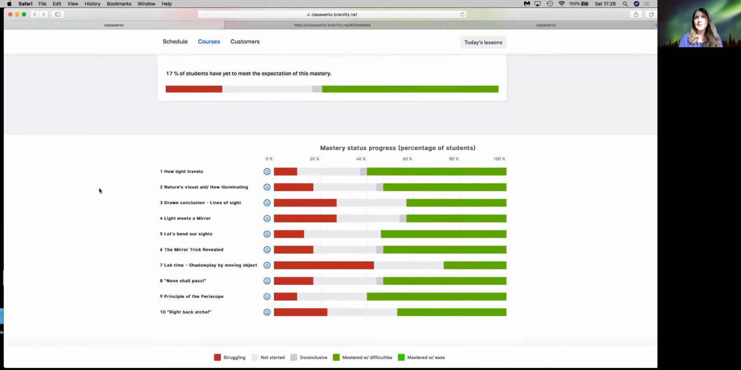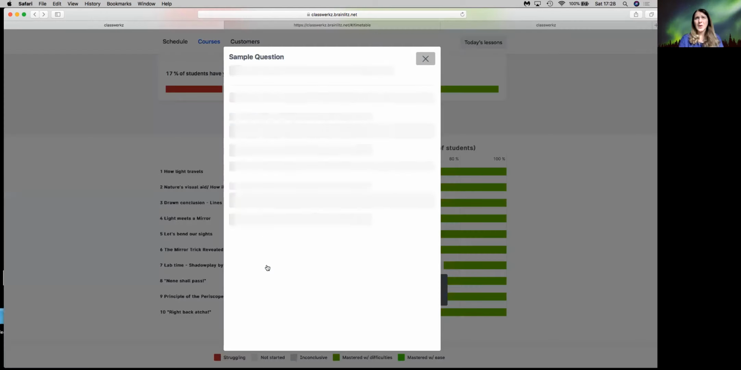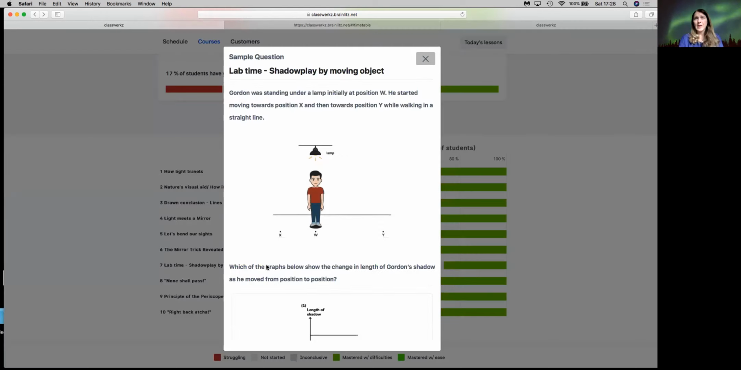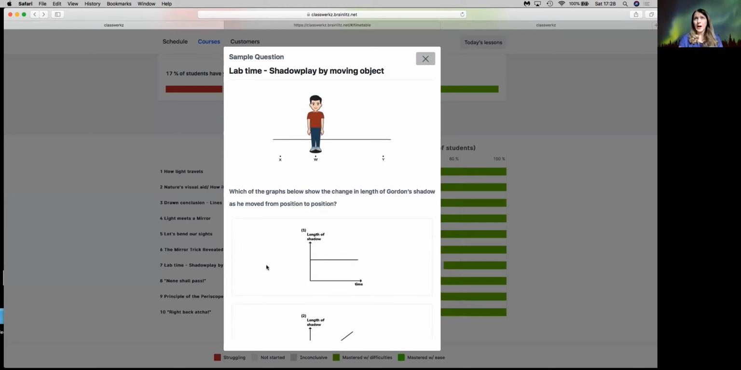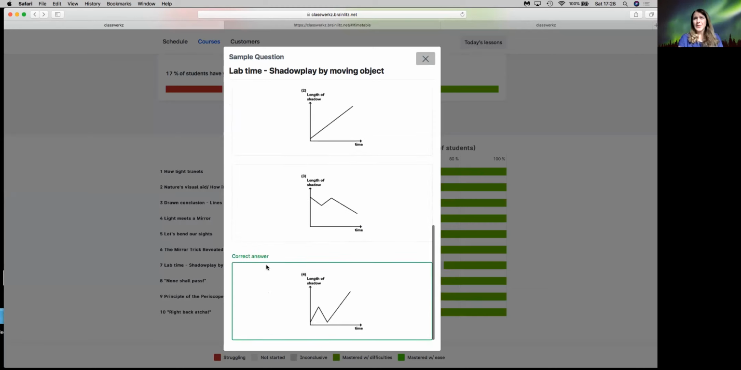And of course, as with the previous topic, you can see in detail an overview of how light travels and how you can draw conclusions from that line of sight. And it seems that there is quite a bit of difficulty with looking at actual graphs. So that's something that I would definitely focus on as a teacher, and how to draw a graph from the experiments tried and tested.